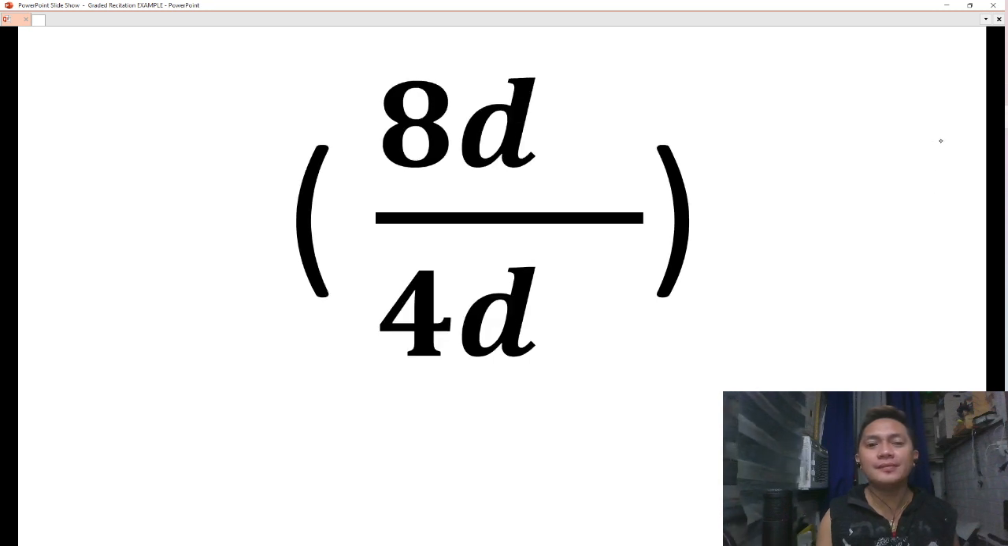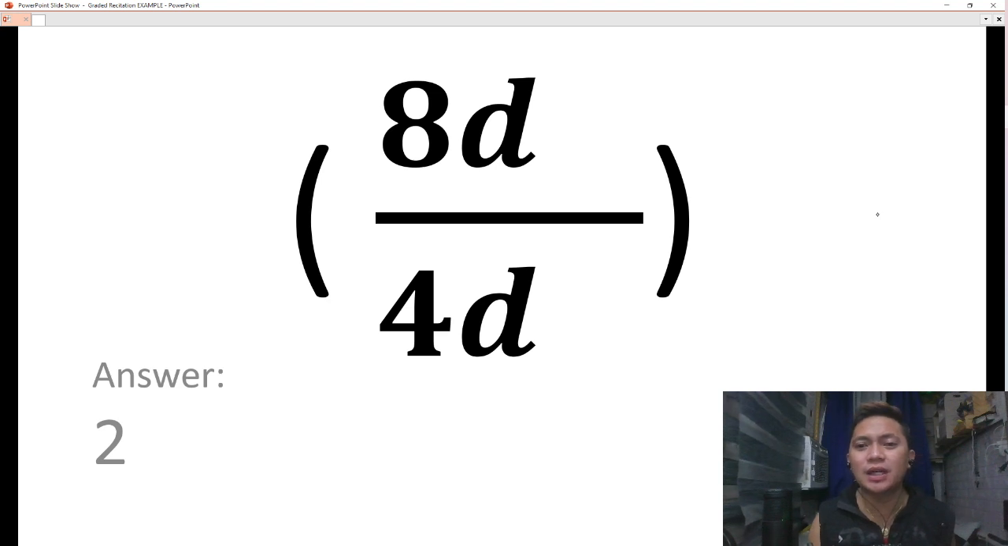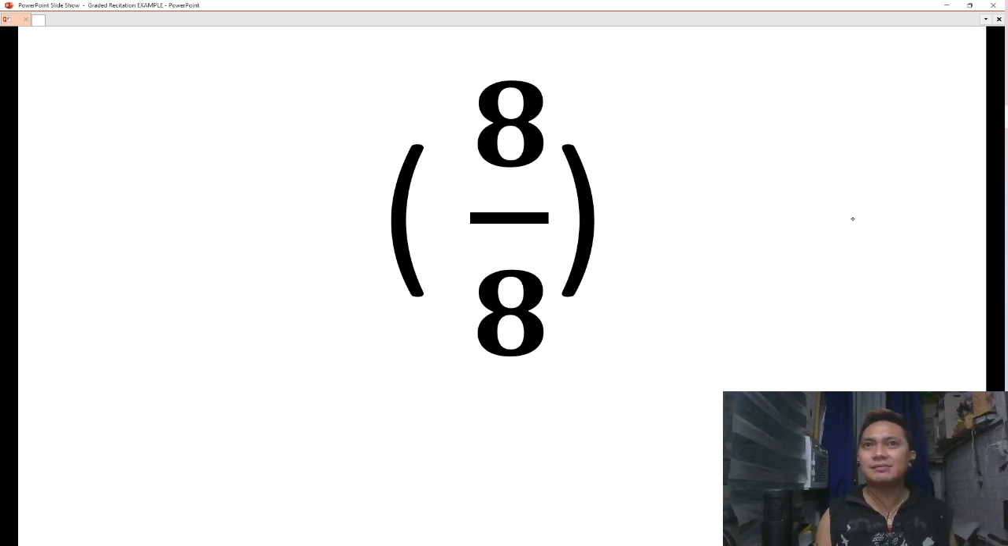Next. 8d divided by 4d. Okay? So, just simply divide 8 divided by 4, that is equal to 2. Just 2, because the d cancels. Since the numerator has an exponent of 1 and the denominator also has an exponent of 1, d divided by d is d raised to 1 minus 1, that is 0. So the variable is no longer included. And last, I think this is the last one, 8 divided by 8 is simply 1.